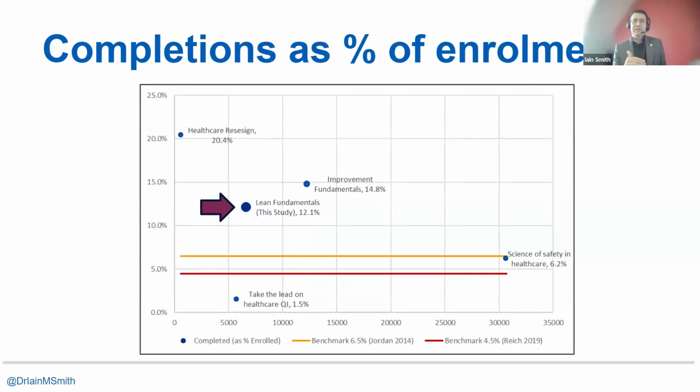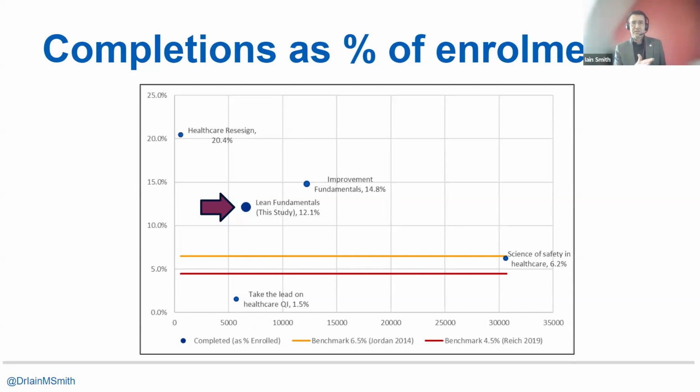What's different here, instead of the bar chart, is I'm plotting a dot, which is showing the completion rate on the same axis, running up and down. But the dots, how far left or right they are, depends on how many enrollments those courses got. So you can see that not only did we get quite high completion rates for Lean Fundamentals and Improvement Fundamentals, one of our other courses, we also got quite high numbers of enrollments. Healthcare Redesign had quite a high completion rate and a very small number of enrollments. There was another one there, which is on the benchmark, had quite a high number of enrollments and hit the benchmark.